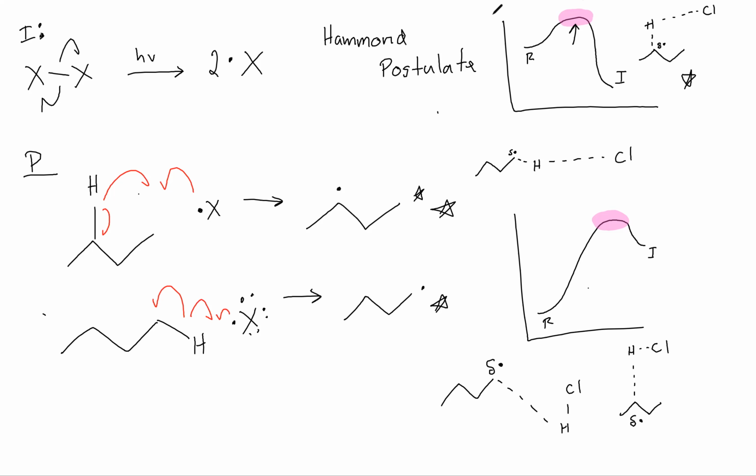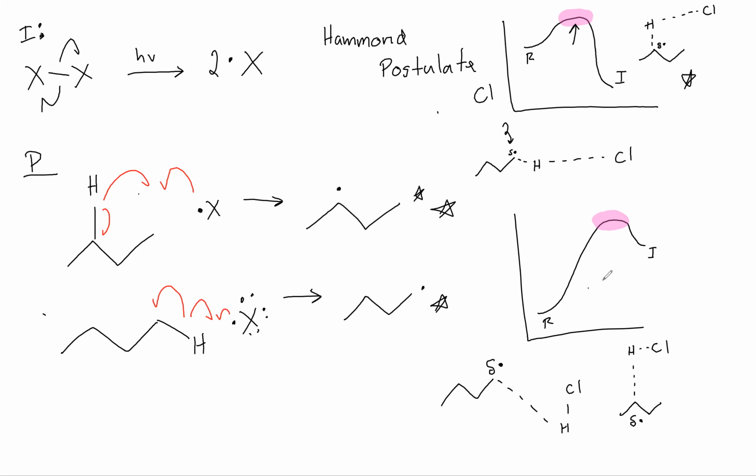Because the transition states are so close to each other, the radical is so small, we're not going to mind too much. So in this first graph, we aren't going to really mind which radical we form because the transition states are basically going to be the same energy-wise. This happens in chlorination.